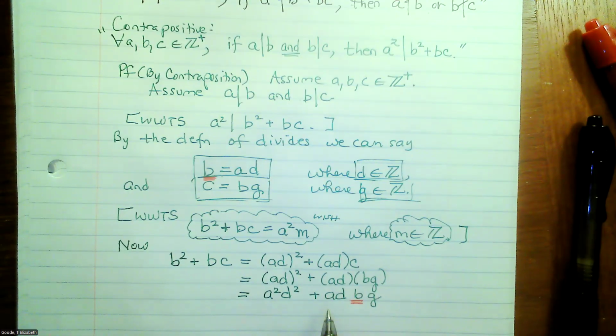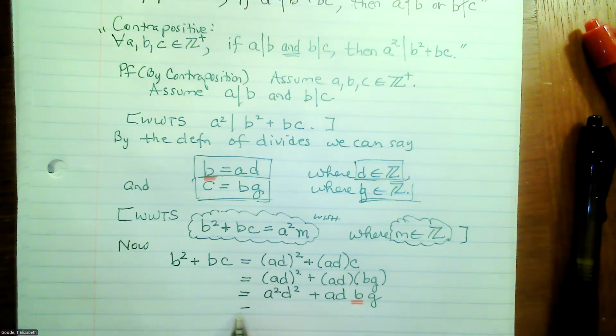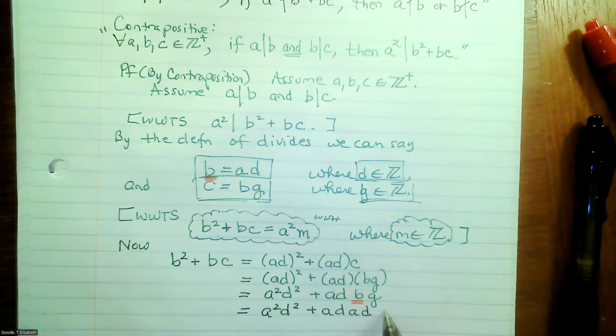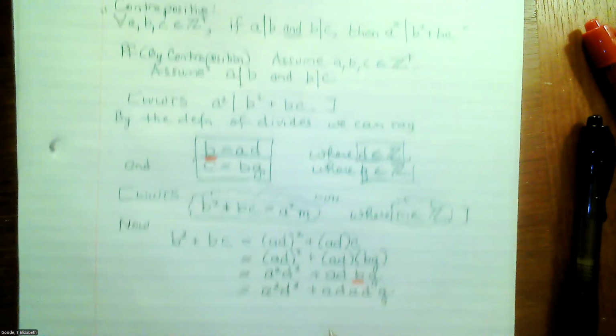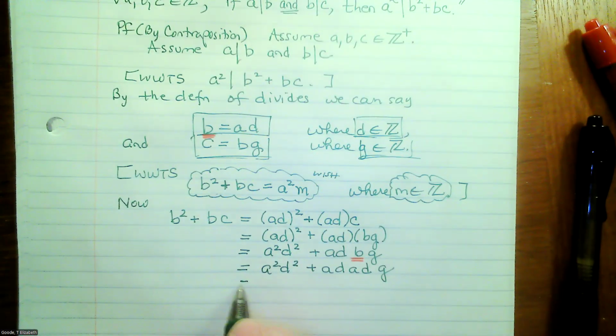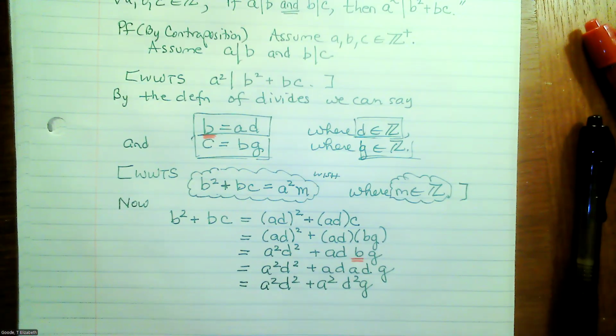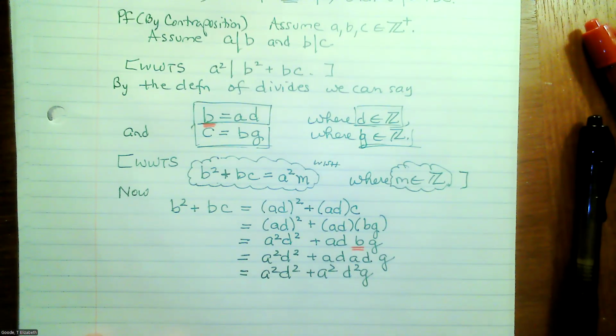You would turn that last B into AD. Yeah, we've got another application of that equation that b equals ad. So we've got plus ad times ad times g now. Almost. So we've got a squared d squared plus a squared d squared g. And now we see that we have enough a's to factor an a squared out of both of these terms, and that's what we were shooting for.